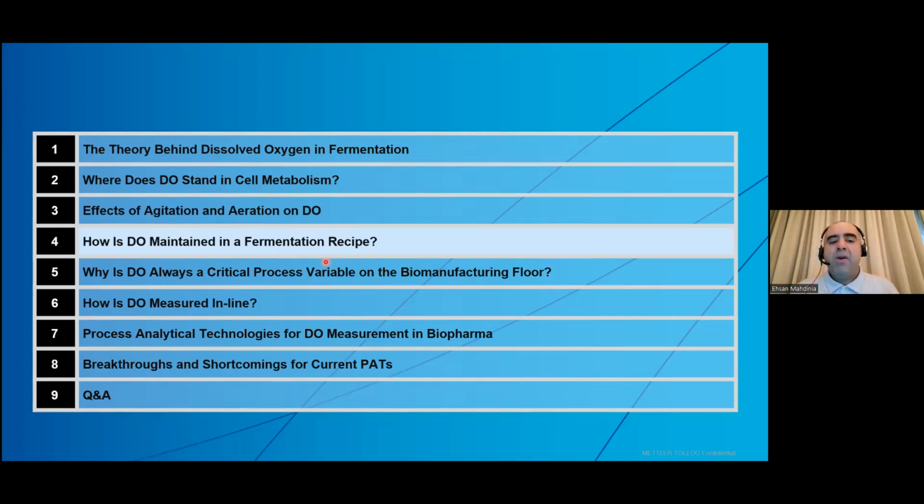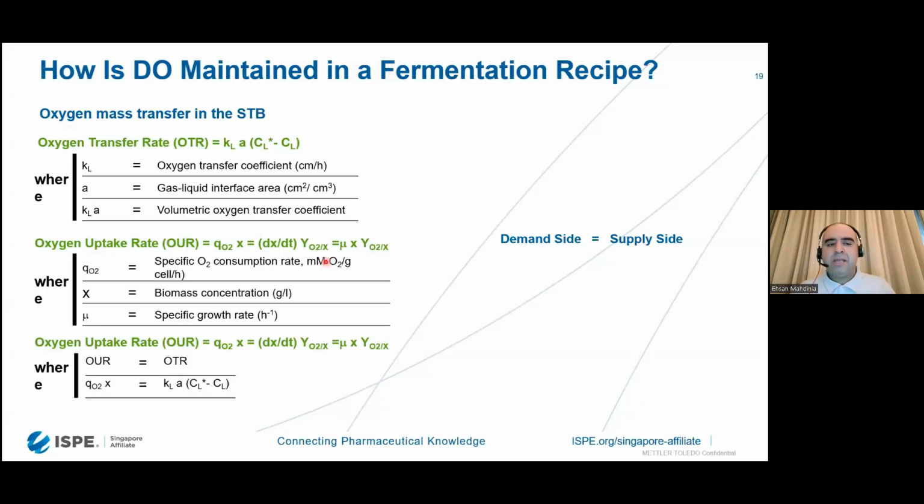So how is DO then maintained inside the tank? Well, inside the tank, we have two sides now. The demand side, which is coming from the gas bubbles, air or oxygen, or a mixture of air and oxygen. And then, the supply side. And the demand side are essentially the cells that are growing in the tank and picking up oxygen from the liquid bulk as dissolved oxygen and putting it into good use.